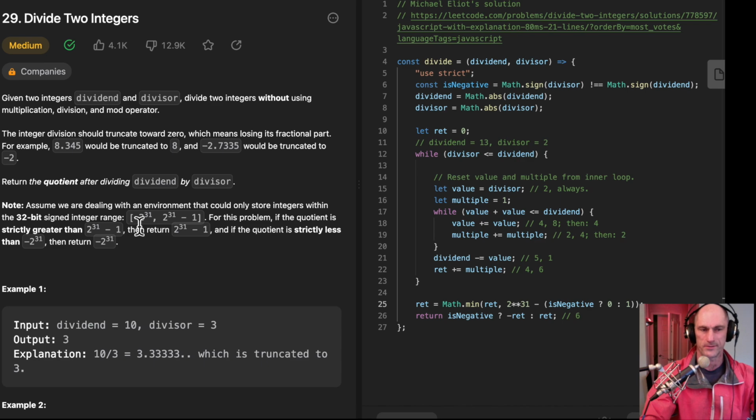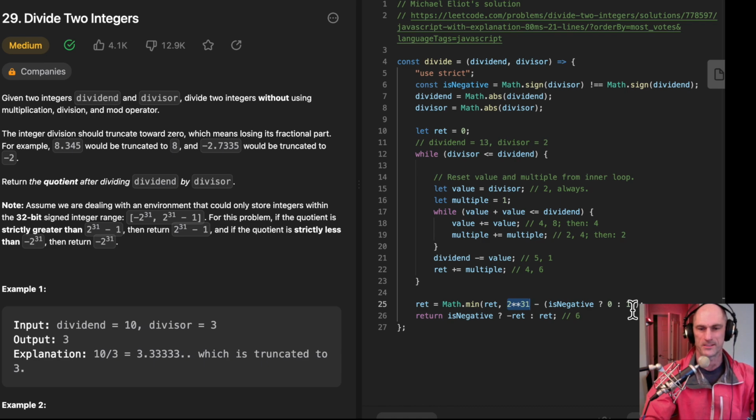So we're going to check to see if it's negative. If it is, we're going to say 2 to the power of 31. And if it's not negative, then we're going to subtract 1 from it. And then finally, we're going to add the sign to the front of it. So again, here, Math.min of ret, whichever's smaller, when we did our math in positive numbers, the ret value, or 2 to the power of 31 minus, if it's negative, then 0, and if it's positive, we subtract 1.